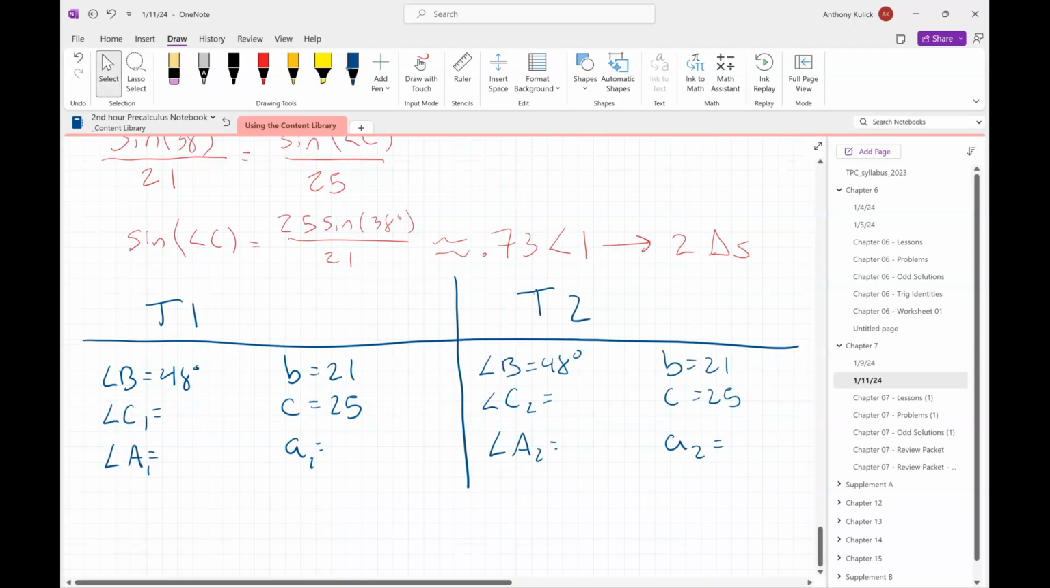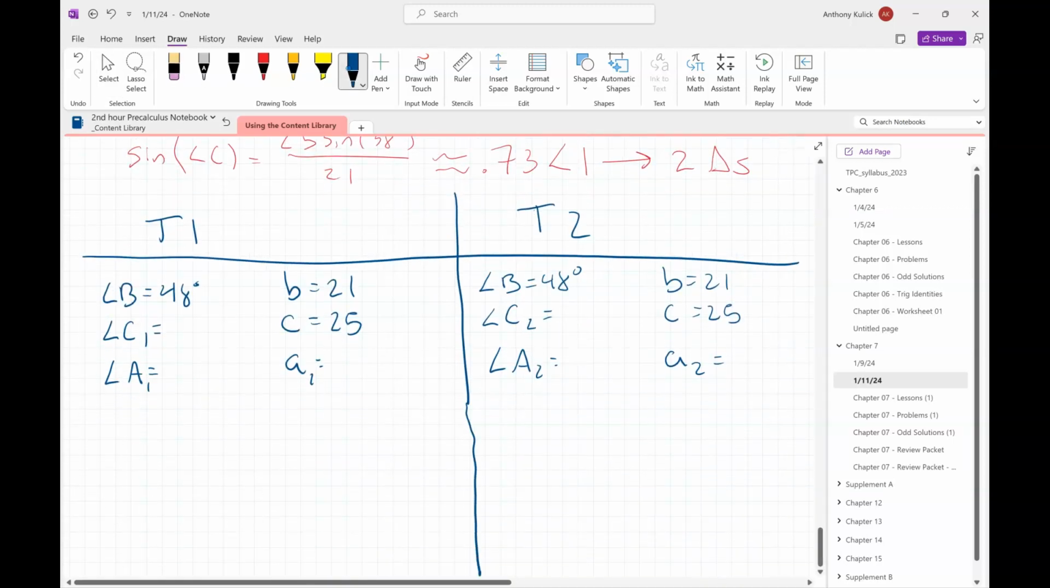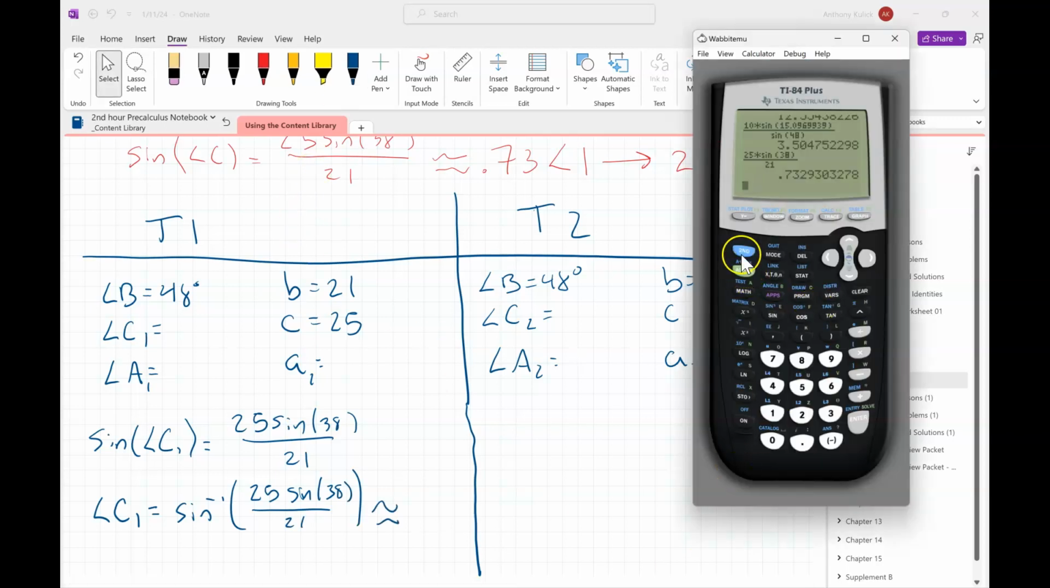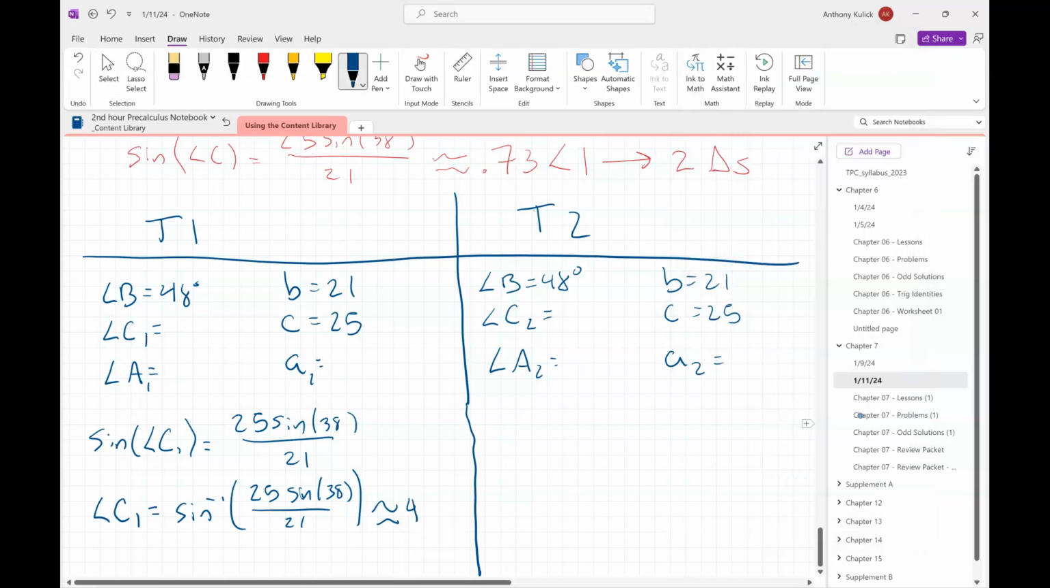Okay, so I've set up my divided sheet. And now I'm going to start with where I left off above. So angle C1 is going to be the sine inverse of that 0.73 that we just computed a moment ago. So 47.13.